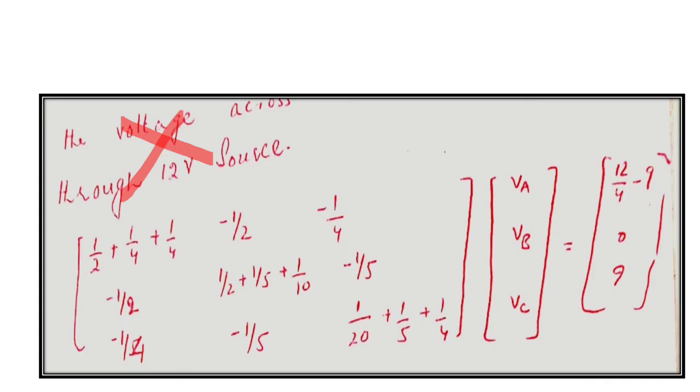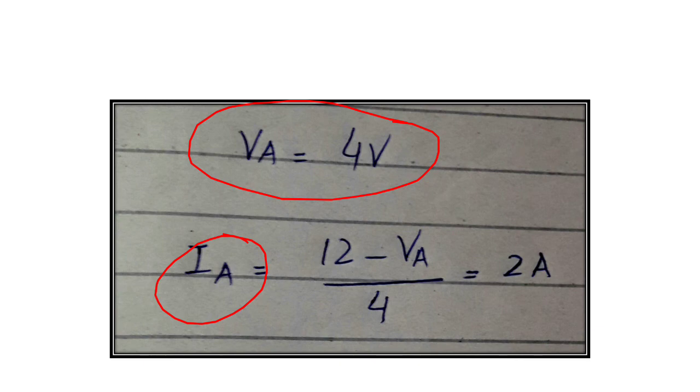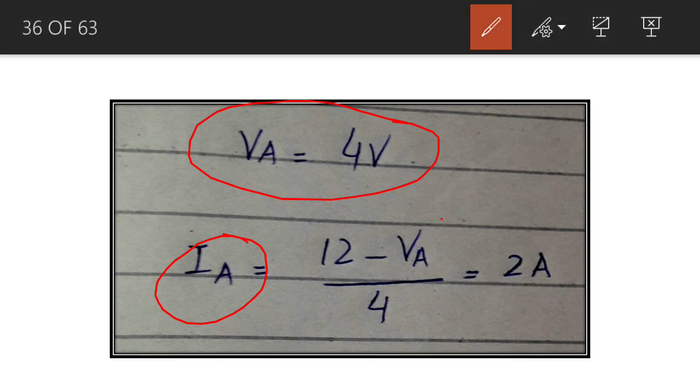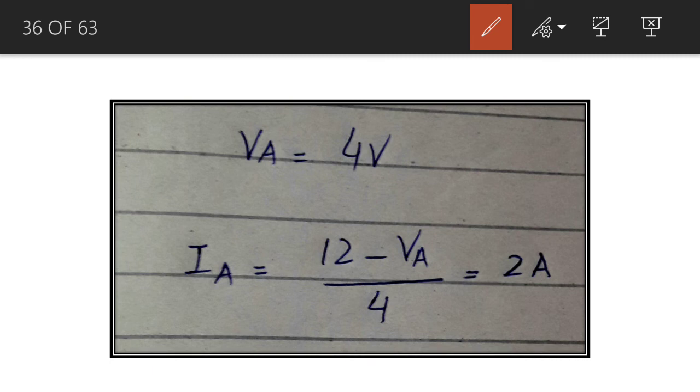So let us consider the calculation of the current IA. IA will be equal to 12 minus VA, which is the potential difference across this resistor of 4 ohm, divided by 4. VA is 4, so there will be a current of 2 ampere in this particular circuit. So this is how we calculate the current IA.